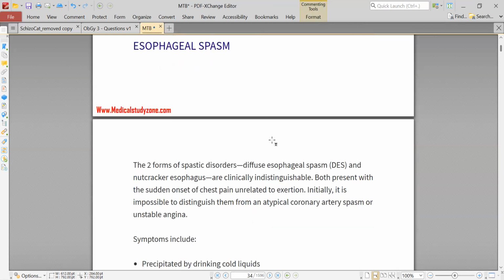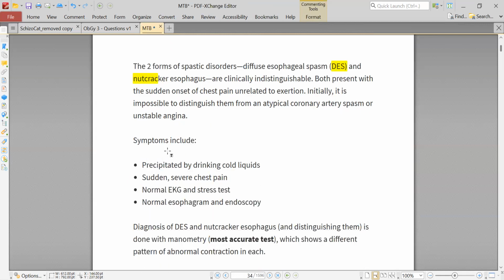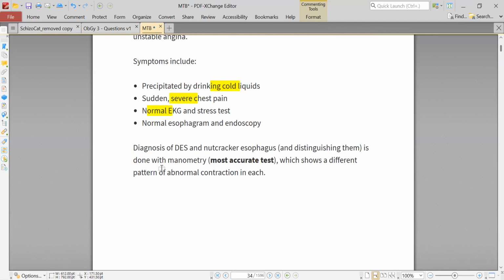Esophageal spasm. There are two types of esophageal spasm: one is diffuse esophageal spasm, and the other is nutcracker esophagus. Both are clinically indistinguishable, and both present with sudden onset chest pain unrelated to exertion. Initially, it is impossible to distinguish them from an atypical coronary artery spasm or unstable angina. Symptoms can be precipitated by drinking cold water. After drinking cold water, sudden severe chest pain will be there. Normal EKG, normal stress test, normal esophagogram or endoscopy. Everything is normal here, but the patient is having diffuse esophageal spasm.